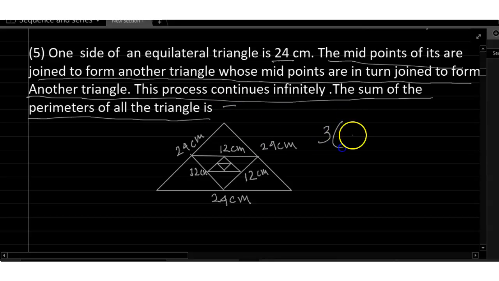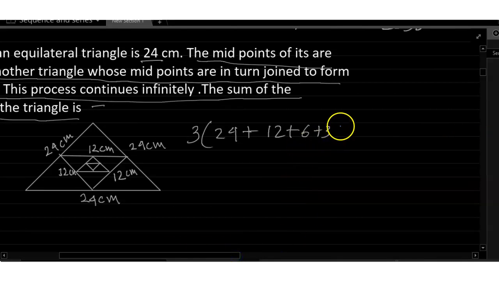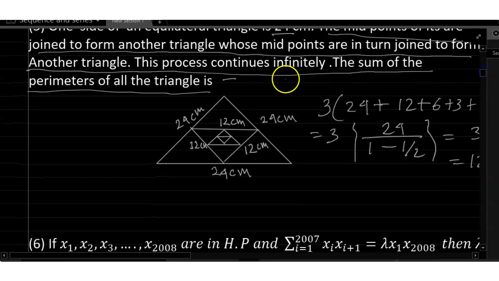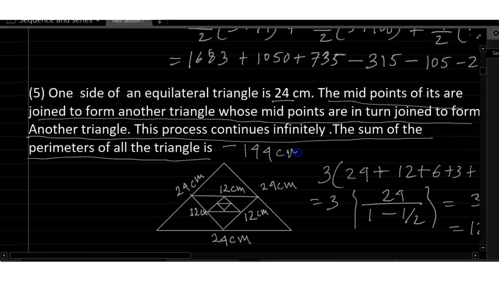so friends, 3 into (24 plus 12 plus 6 plus 3 up to infinity) is equal to 3 into 24 divided by 1 minus half, which is equal to 3 into 48, equals 144. The perimeter of all the triangles is 144 centimeters.